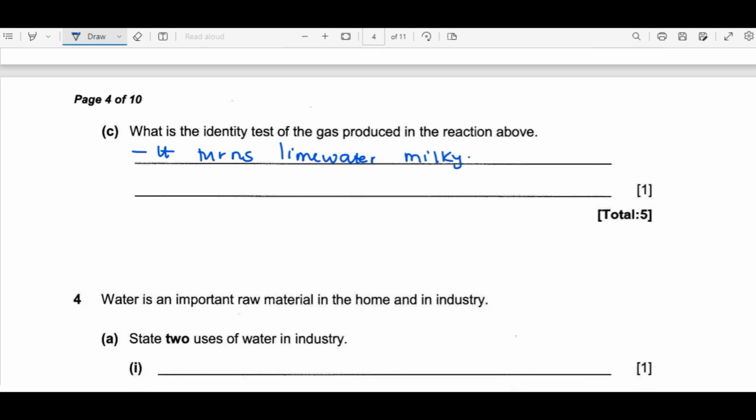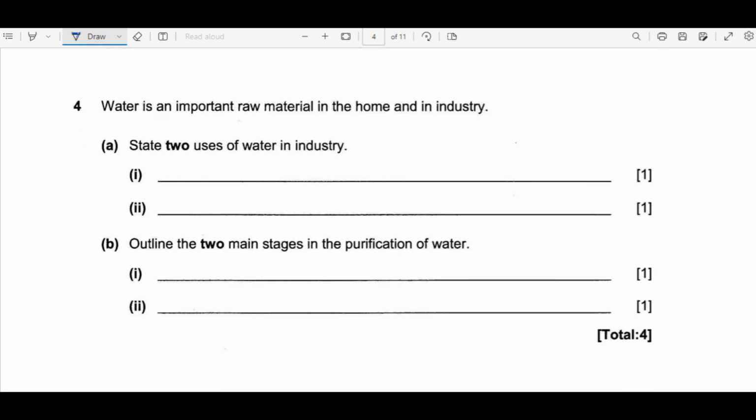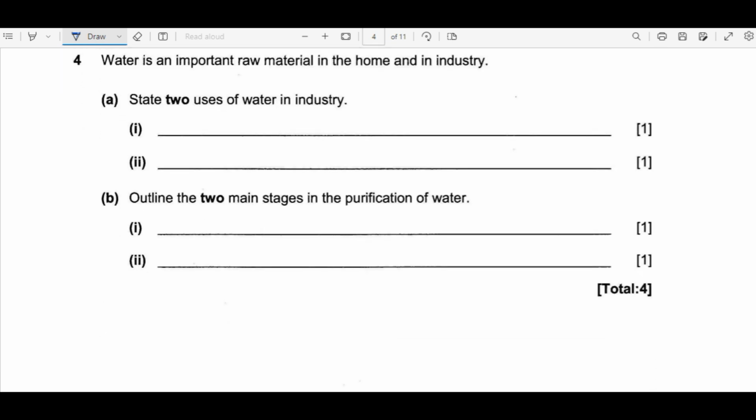We move on to question 4. Water is an important raw material in the home and in industry. State 2 uses of water in industry. So there are so many uses that we can give. So like during formation of alcohol.